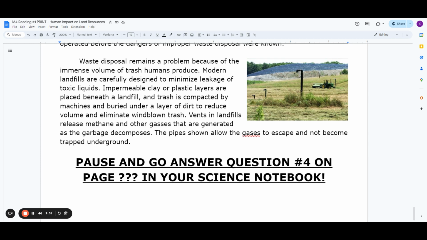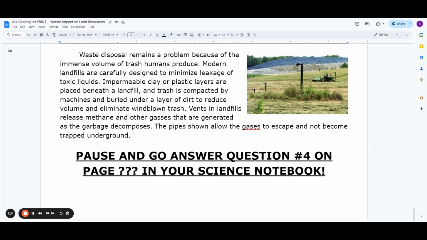Modern landfills are carefully designed to minimize leakage of toxic liquids. Impermeable clay or plastic layers are placed beneath a landfill, and trash is compacted by machines and buried under a layer of dirt to reduce volume and eliminate wind-blown trash. Vents in landfills release methane and other gases that are generated as the garbage decomposes. The pipes shown allow the gases to escape and not become trapped underground. Pause and go answer question number 4 in your science notebook.